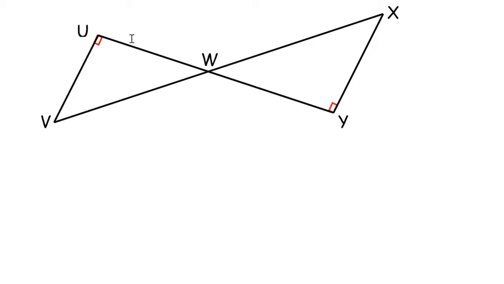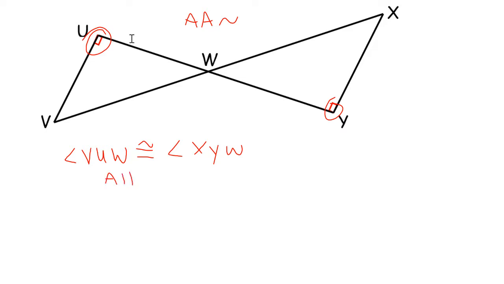All right, let's take a look at these. The only thing I know here is that I've got a pair of right angles, and that's marked right here. So I've already got one angle that is congruent. I have no sides, so again, the only way to show that these are similar is using angle similarity because I have no side markings. So I've got angle VUW is congruent to angle XYW, and that's all right angles are congruent. Simple statement right there.